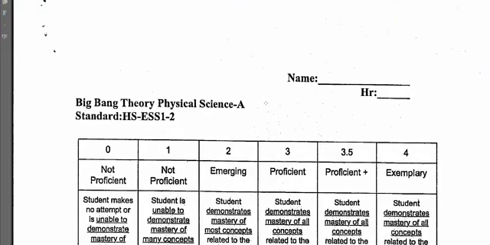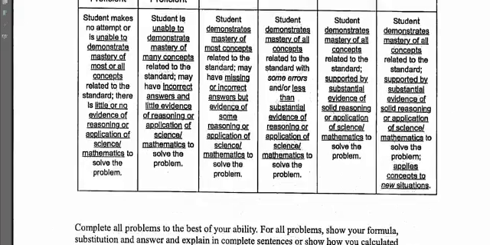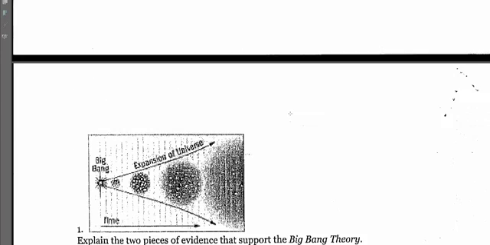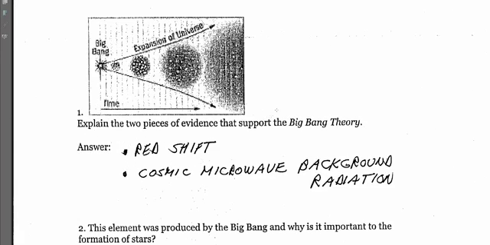The next one is the Big Bang Theory, and again, make sure you start writing in complete sentences. So the first question here, explain the two pieces of evidence that support the Big Bang Theory. One is the redshift, which was near the end of the lectures and that we talked about. As everything's expanding, with the whole idea of the Big Bang Theory, the expanding universe, everything in the universe is moving away from each other.